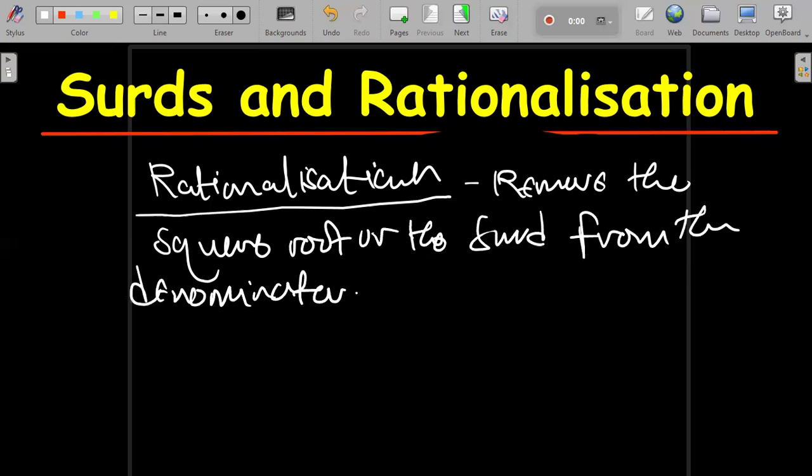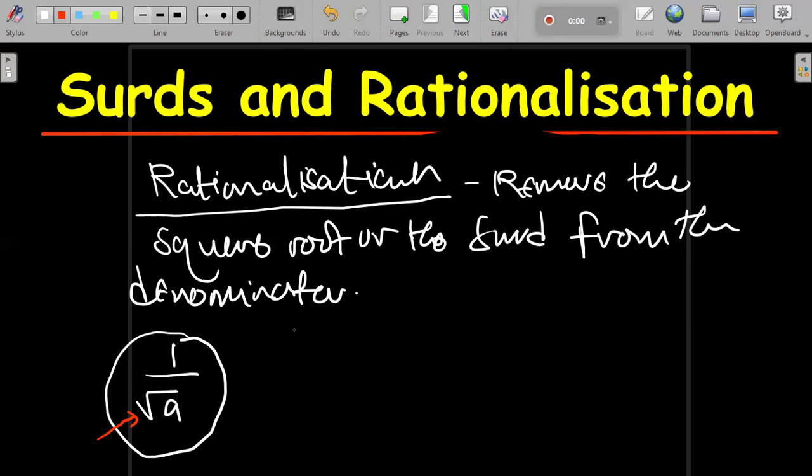So for example, if we have 1 over the square root of a, and you are asked to rationalize this, we just want to remove that square root from the denominator. What can we do in order to remove that square root from the denominator? We are going to multiply by what we call a special one, or they also call it the conjugate. So I'm going to rewrite this.